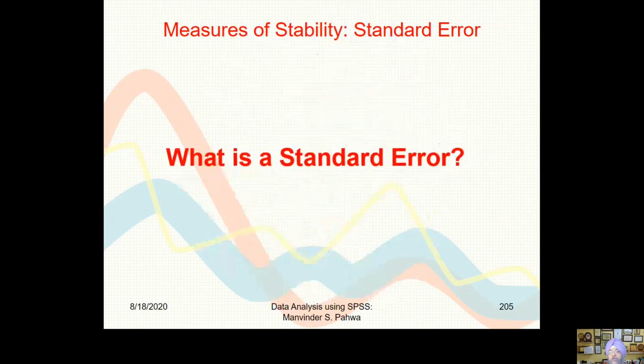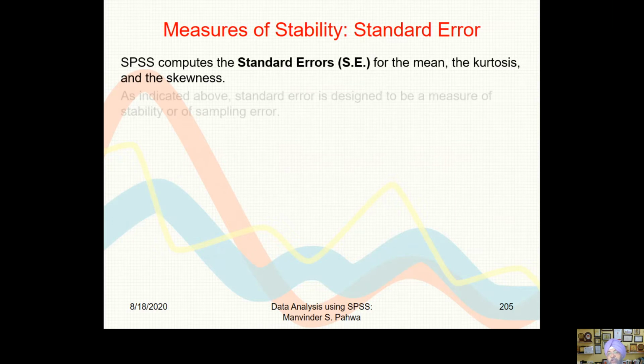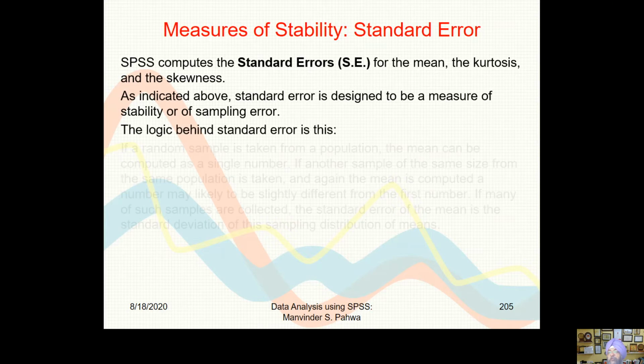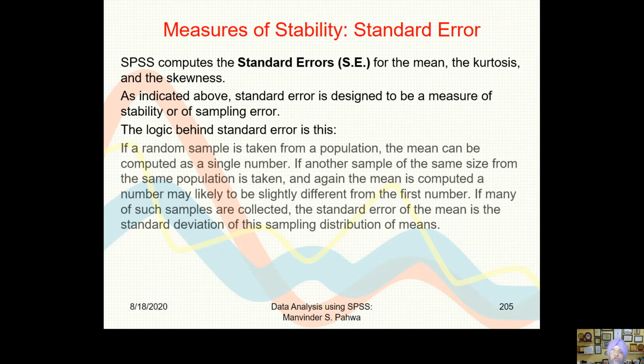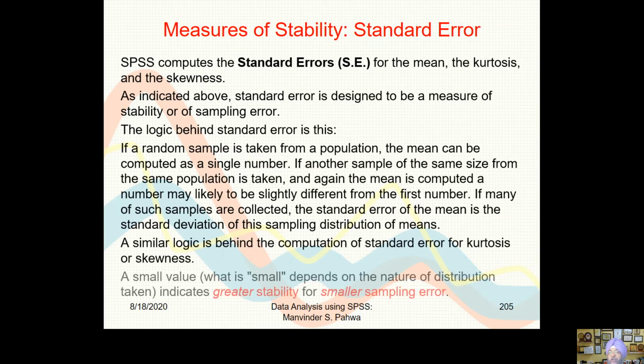What is a standard error, and why is it called a standard error? SPSS computes it for the mean, the kurtosis and the skewness, and the standard error is designed to be a measure of the stability of the sampling error. If a random sample is taken from a population, the mean can be computed as a single number. If another sample is taken from the same population, the mean will definitely be different. So standard error is the error between the means of the means. When it is small, the sample is more reliable and has greater stability.